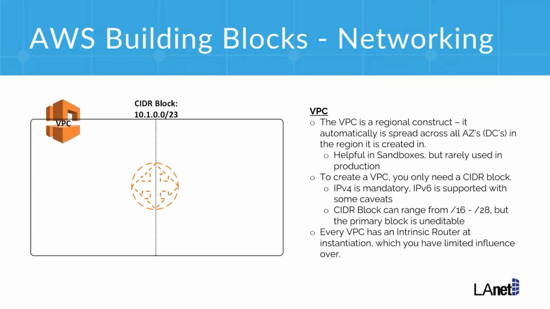When you go to create the VPC, really all you need is a CIDR block. You have to have an IPv4 CIDR block, and you can have also an IPv6 CIDR block. There are some caveats with the IPv6. The CIDR block could range anywhere from a /16 to a /28. Spoiler alert, do not use a /28 unless you're maybe just playing around and getting used to things.